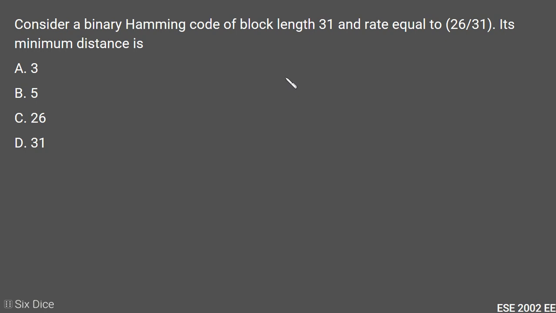So guys, in this question we are given a Hamming code which has a block length of 31 and a rate equal to 26/31. In my opinion, this is one of the best ESE questions that has been asked till date at a conceptual level.